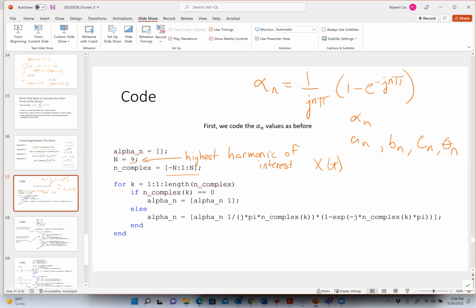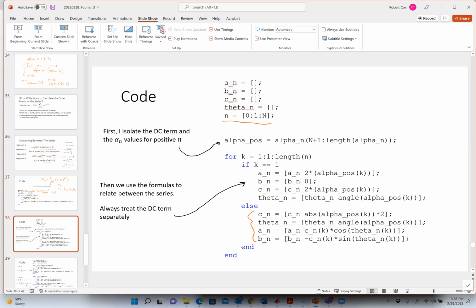Okay. So what I want to do is also calculate the A n, B n, C n, and theta n. So I loop through and create a new vector n, which goes from 0 to capital N. This vector would be from 0 to 9 as I've defined it, right? Because capital N is equal to 9. So notice what I'm doing here in this else statement. Now let's focus in on the else statement.